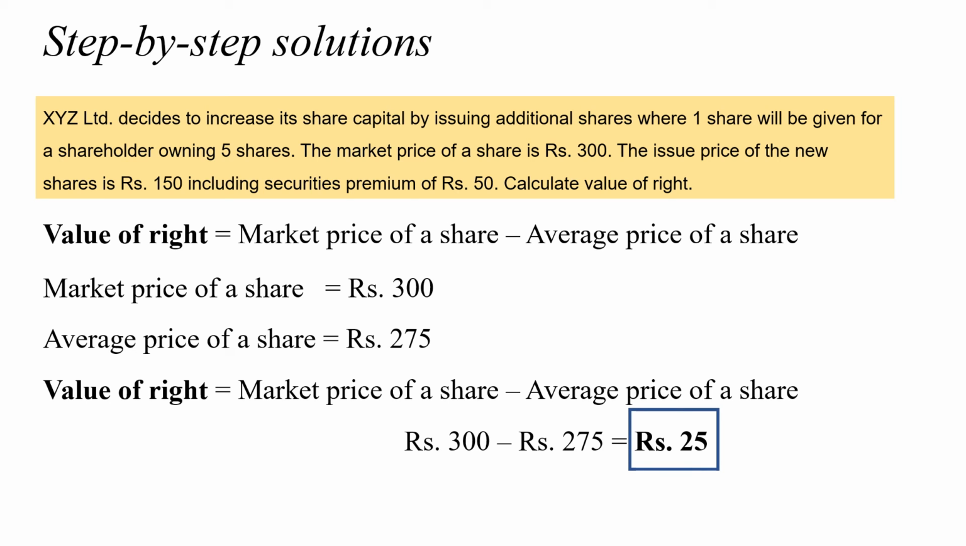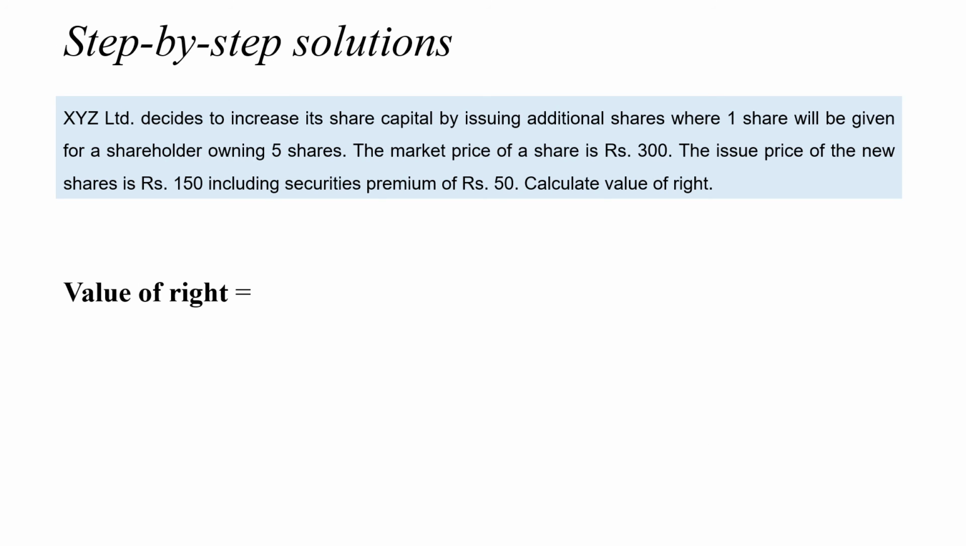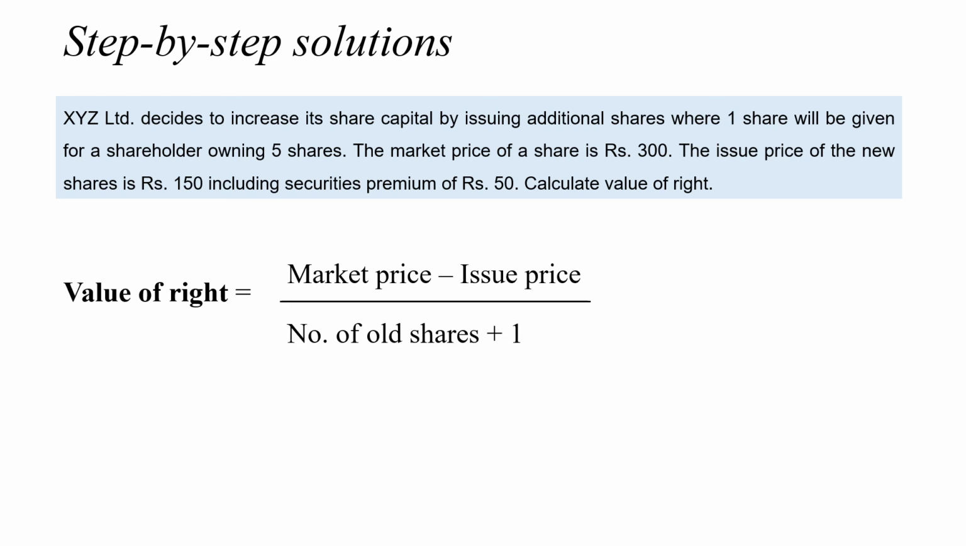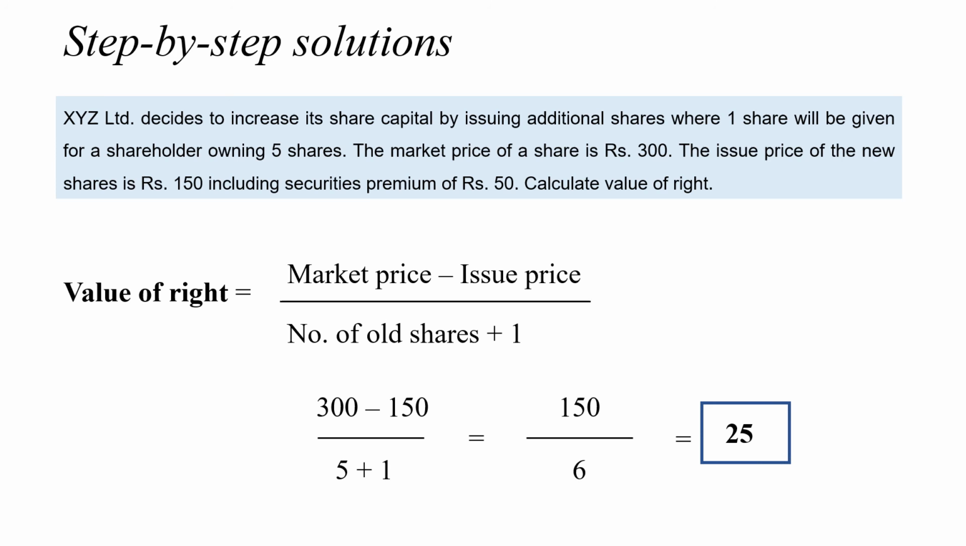That's one way to calculate it. Let's look at the second formula, which is much more easier. Market price minus issue price divided by number of old shares plus 1. The market price is 300 minus issue price is 150 divided by number of old shares is 5, and 1 here represents the computational factor, which is a part of the formula. So 5 plus 1 is 6. 150 divided by 6, you get 25 again. That's all about calculating the value of a right.